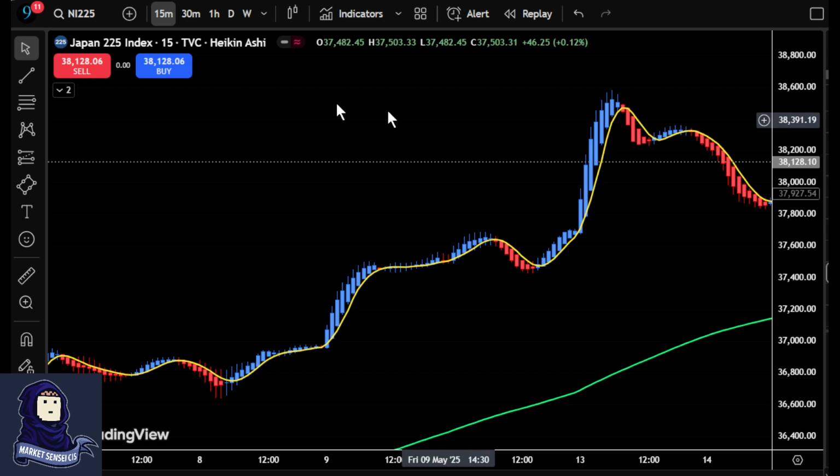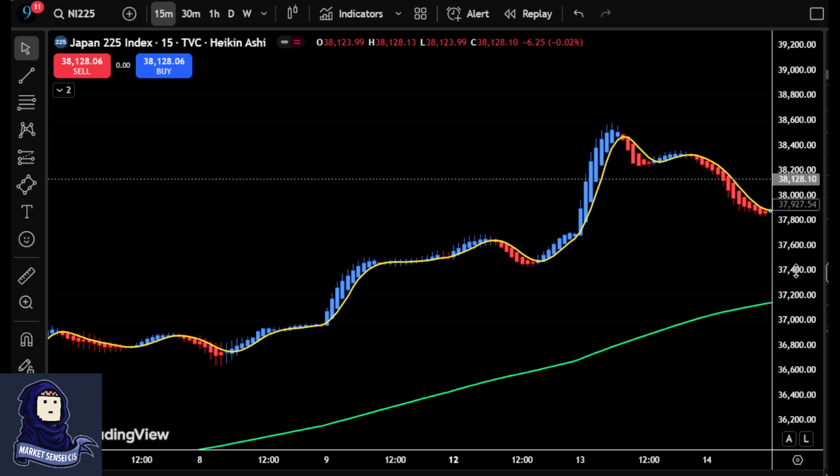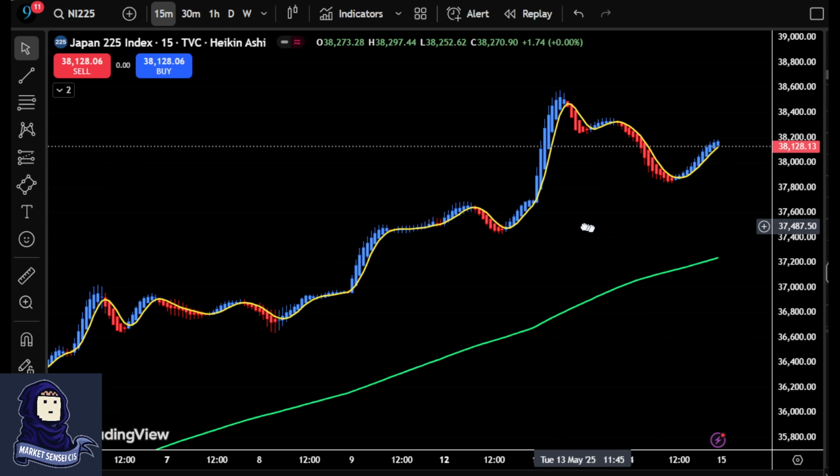But this is a 15-minute chart. So I usually use a weekly chart to determine where the main trend is heading towards. Then a daily chart to check the intermediate trend, whether it will be continuing in the near term or shorter term. And then I'll try to time an entry with either a 30-minute or 1-hour chart.